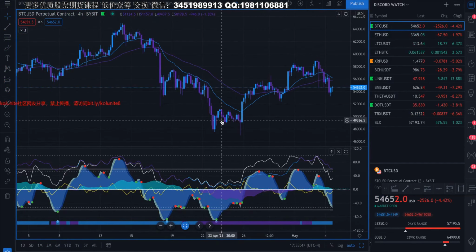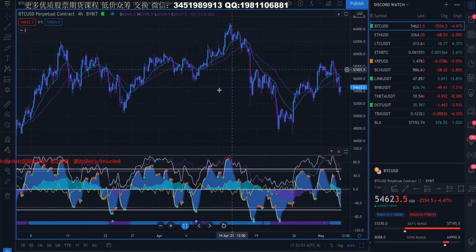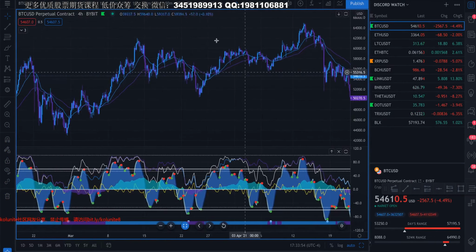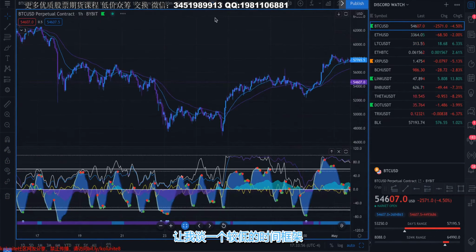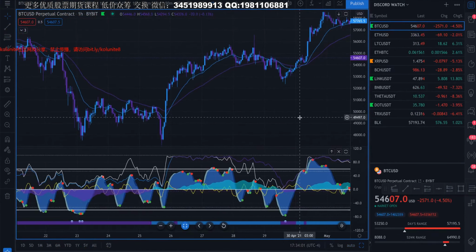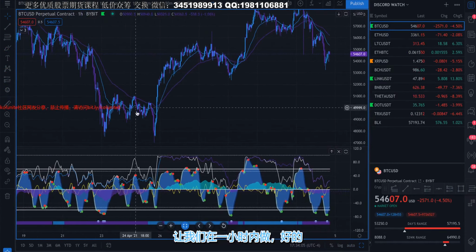Okay, now there's other ways to obtain targets. Let me come down to a lower time frame. And we can do this on any time frame, guys. Let's do it on the 1 hour.